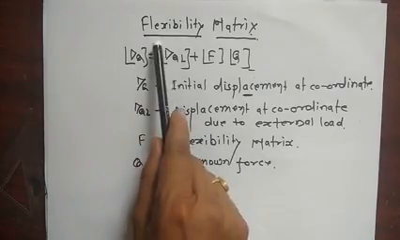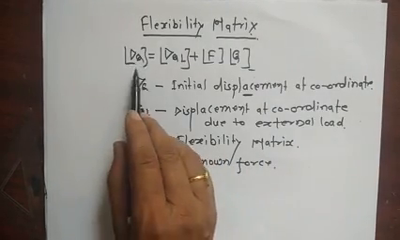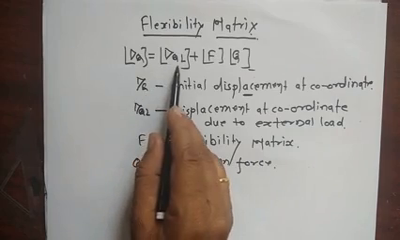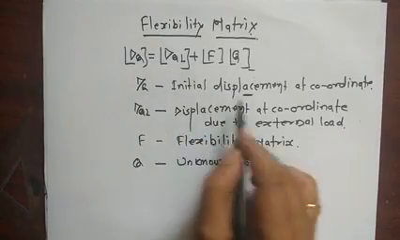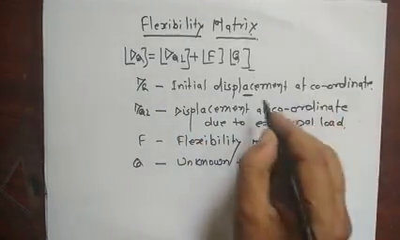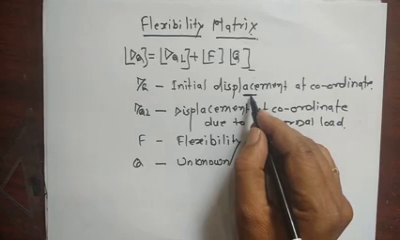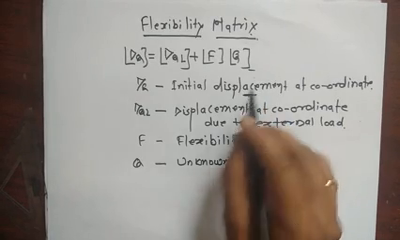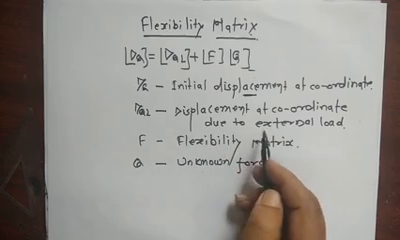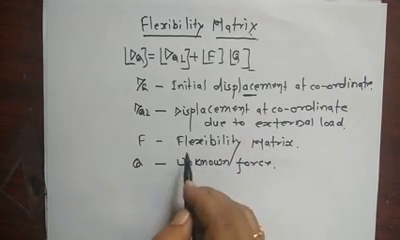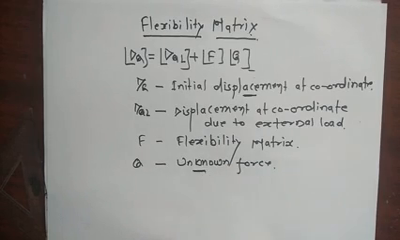Now here today we learn the flexibility matrix. Now this is the equation of this matrix: Dq is equal to DQL plus F into Q. So Dq is the initial displacement at the coordinate. Initial means any sinking of support or any initial rotation of the support. Then DQL is the displacement at the coordinate due to the external load. Then F is the flexibility matrix and the Q are the unknown forces.